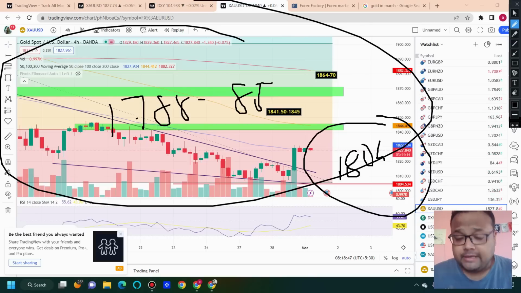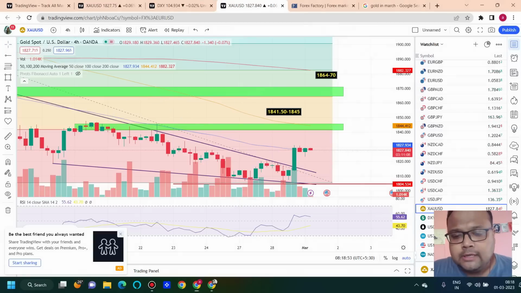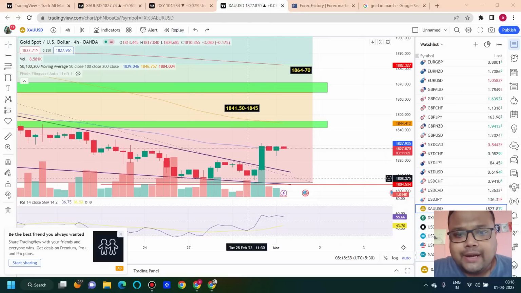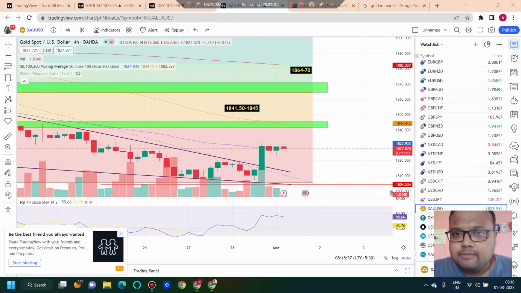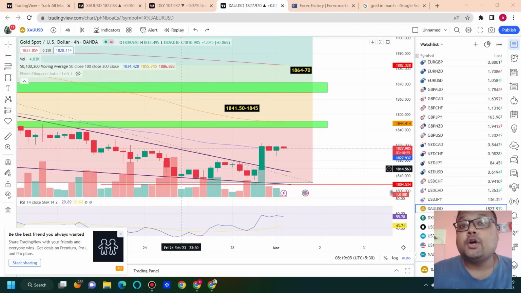But in case during the US session, if you see the market falling, then observe the market at 1804 level. If you see the market showing price rejection like this, if you see the market forming a hammer kind of pattern, then you can easily go for the buy position. But keep in mind that 1804, 1805 is not a strong support. This is just a previous low of the market.